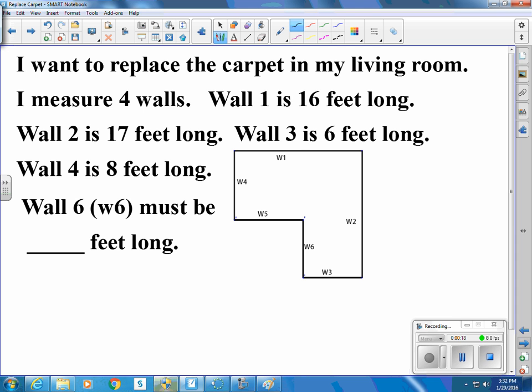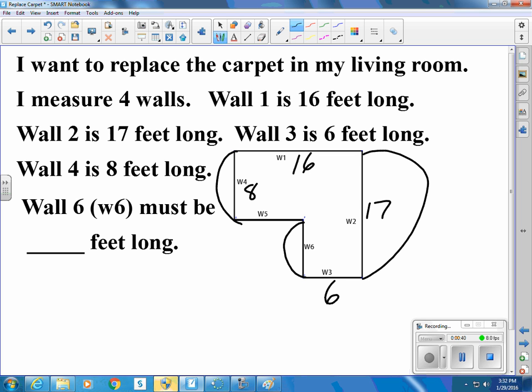I measure 4 walls. Wall 1 is 16 feet. Wall 2 is 17 feet. Wall 3 is 6 feet long. And wall 4 is 8 feet long. Wall 6 must be, well, this whole length here is 17, and from here to here is 8, so from here to here is the rest of 17. So 17 minus 8 equals 9. So wall 6 must be 9 feet long.